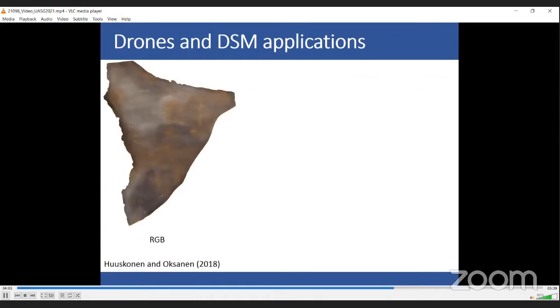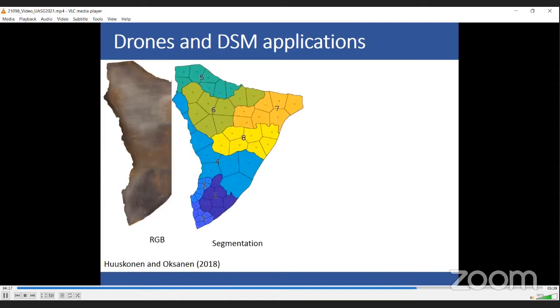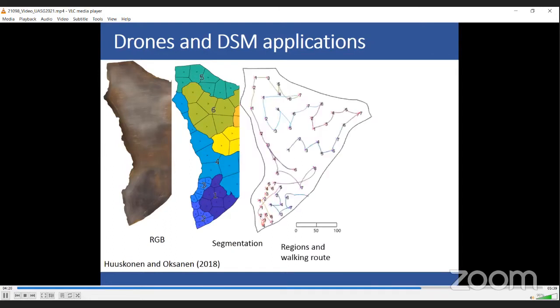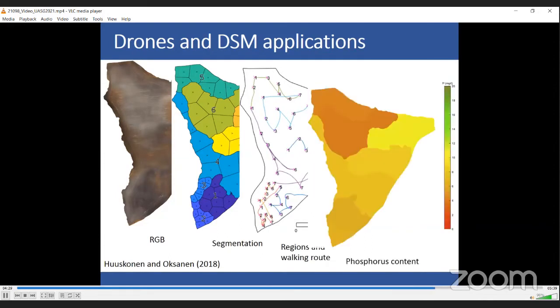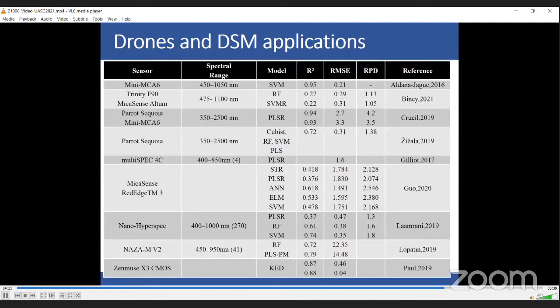Another application of using drones in digital soil mapping is soil sampling design. After collecting imagery and producing a bare soil composite image, they applied segmentation to generate different regions and generate a walk route, and then used these data to collect samples from the field. Then they produced a phosphorus content digital map. This is a summary of using drones in digital soil mapping, especially for soil organic matter and soil organic carbon.